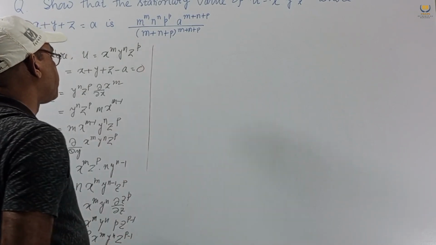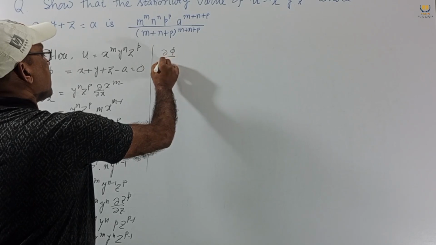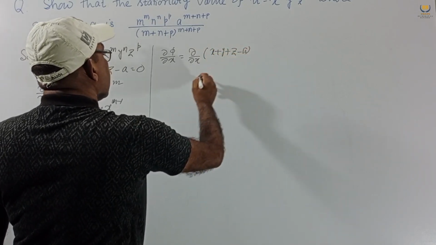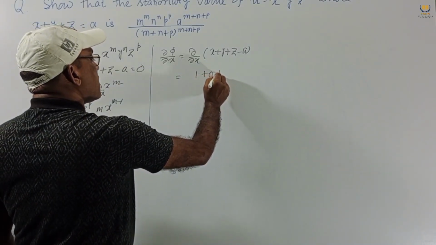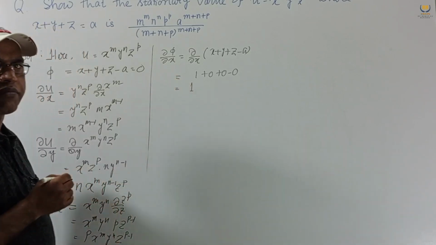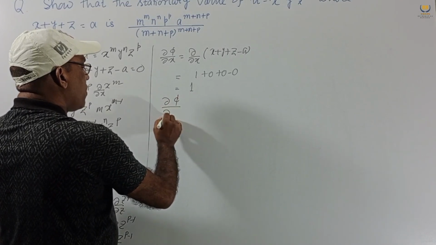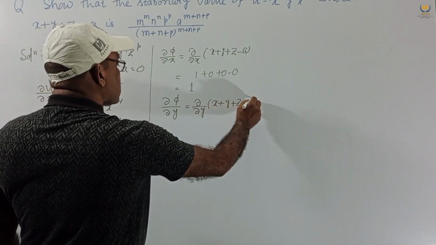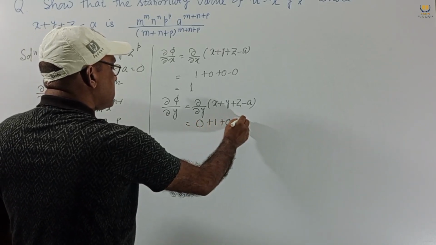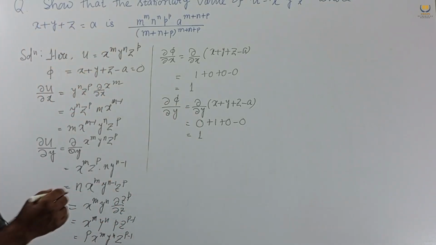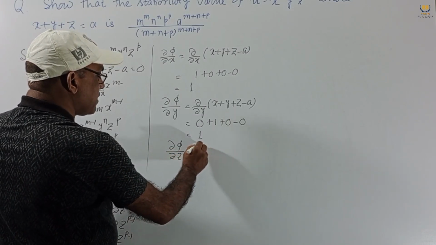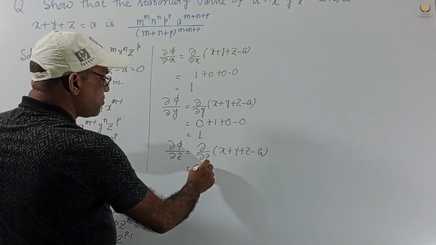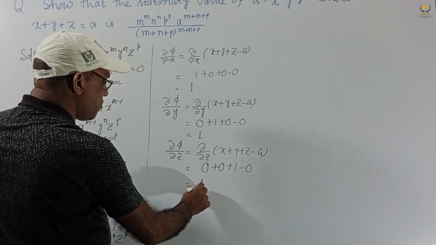Next our requirement: del phi del x. Del x of x plus y plus z minus a, and this will be 1 plus 0 plus 0 minus 0. This is 1, del phi del x. Now del phi del y. Del y of x plus y plus z minus a. This is 0 plus 1 plus 0 minus 0. This will be 1. Next del phi del z. This is del z of x plus y plus z minus a, and this will be 0, 0, 1 minus 0. This is 1.